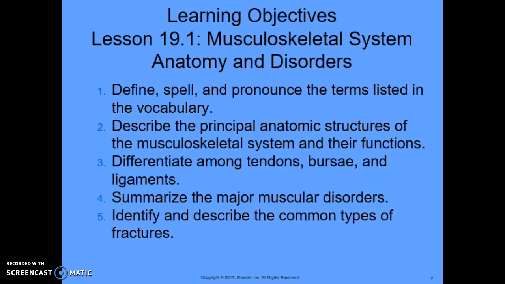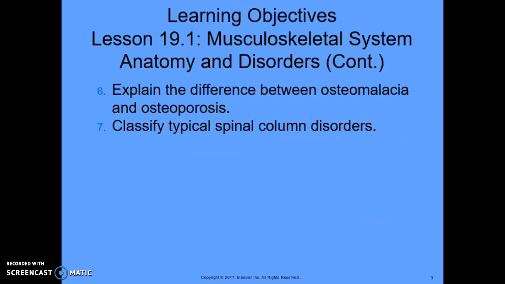Here are our learning objectives: to define, spell, and pronounce the terms listed in the vocabulary, describe the principal anatomic structures of the musculoskeletal system and their functions, differentiate among tendons, bursae, and ligaments, summarize the major muscular disorders, identify and describe the common types of fractures. Explain the difference between osteomalacia and osteoporosis. Classify typical spinal column disorders.